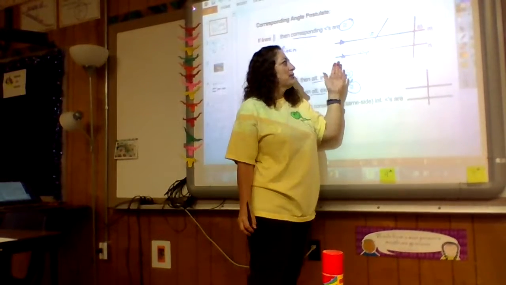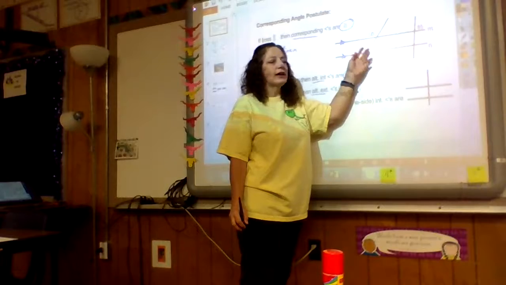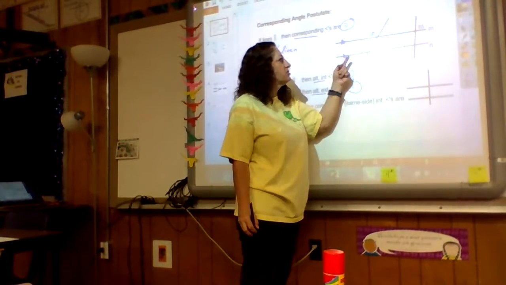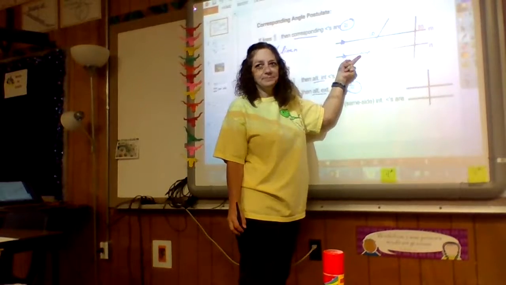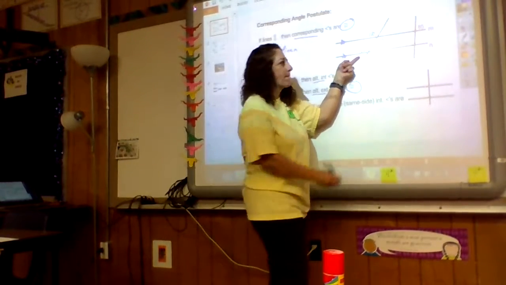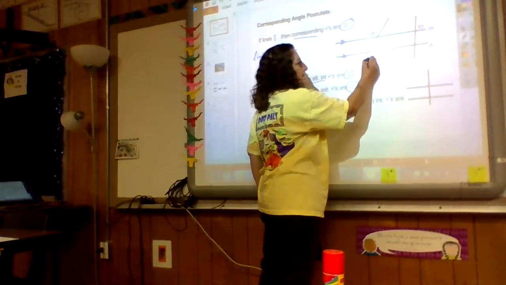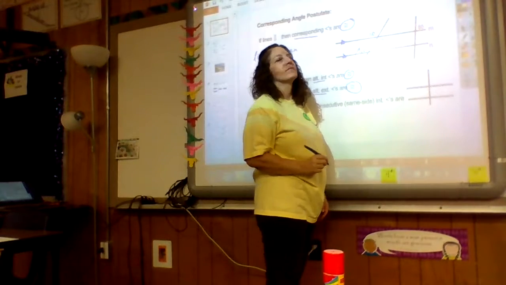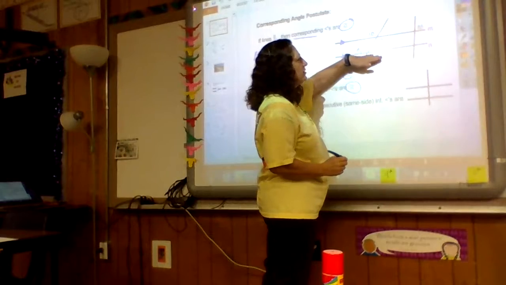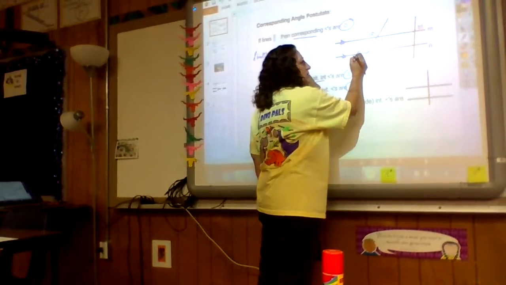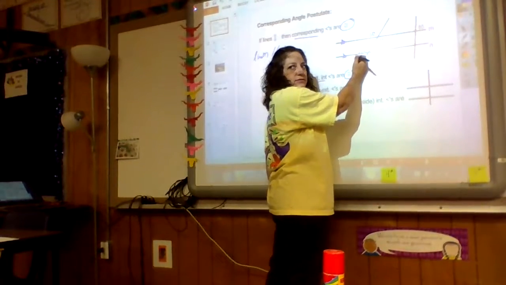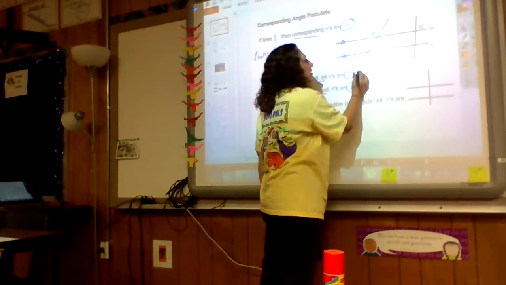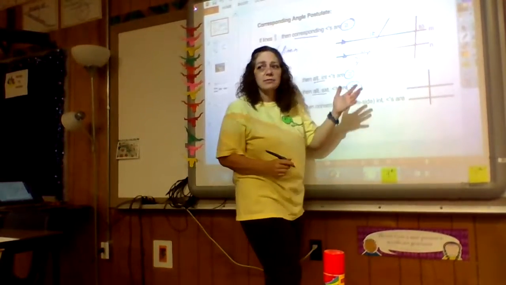But first of all, if we have one of these angles with parallel lines and one transversal, we can find them all. Tyson, you know how I would find this angle right here? You subtract 110 from 180. That's it, because together these make a linear pair. So that is a 70-degree angle here. And then we are back to the same exact process.